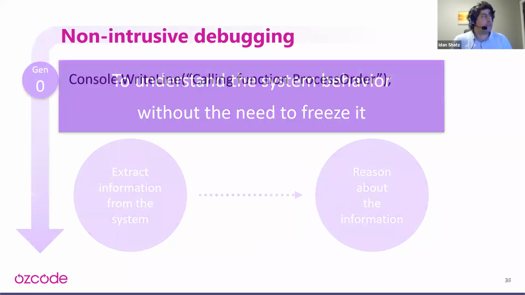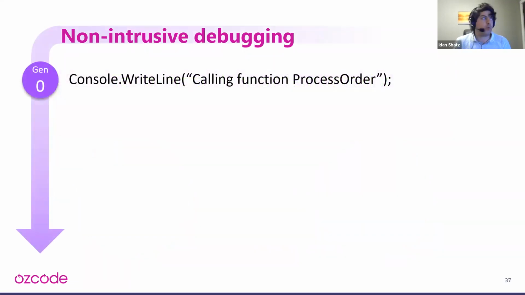Now, non-intrusive debugging has been here for a while, and generation 0 is basically Console.WriteLine, just logging to the console everything that happens. We all did it in our first program, so we know what that means. Usually you do it when you don't have a debugger, right? That is another option to do it.